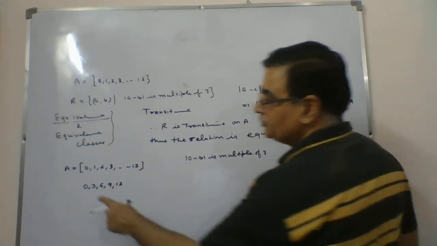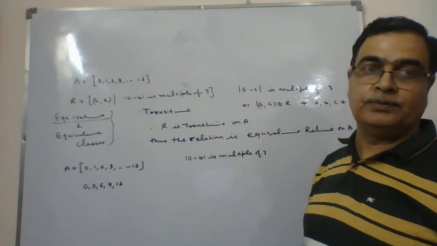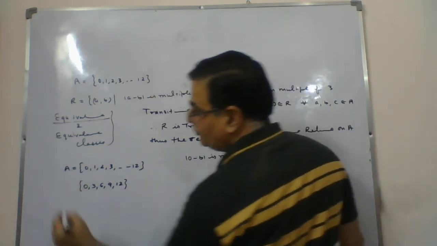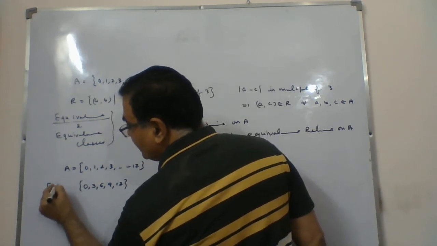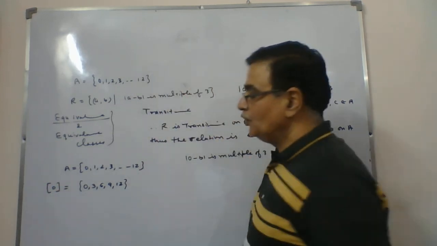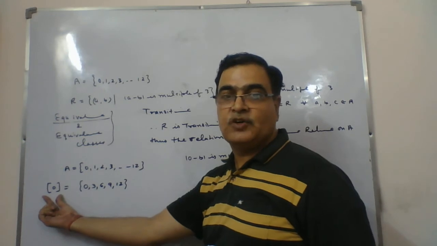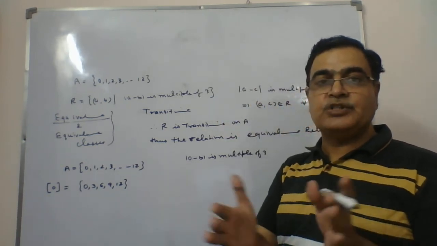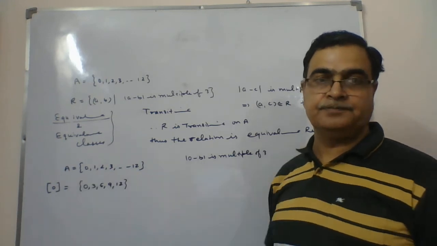These are the elements which are related with 0. So we will get one set. And these are the elements which are related with 0. So this is the symbol for the equivalence class of 0. Equivalence class means that class which contains the elements which are related to this element.